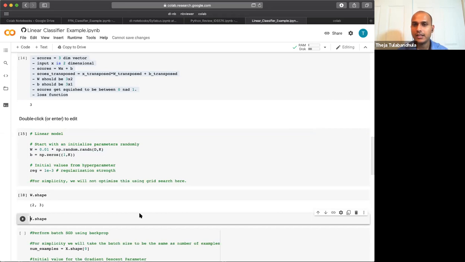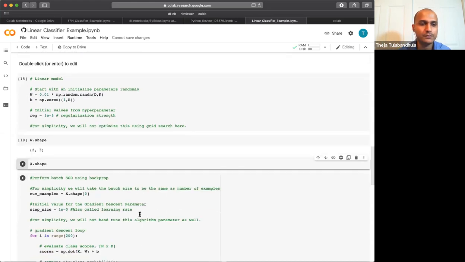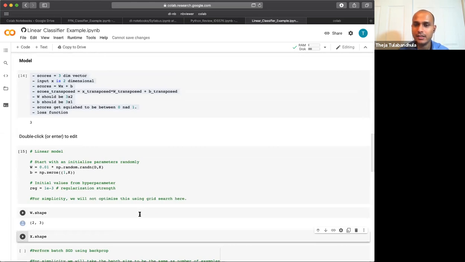Now in the rest of the notebook, all we're trying to do is find the best B and the best W. We're going to do that by minimizing a loss function. And how are we going to minimize the loss function? We're going to use the gradient descent idea. Is up to this point clear? Any questions?